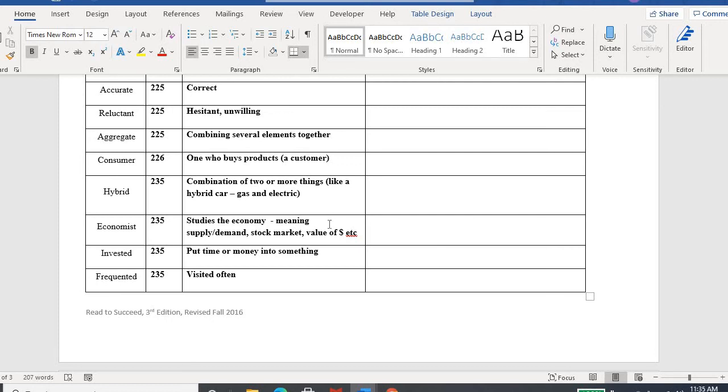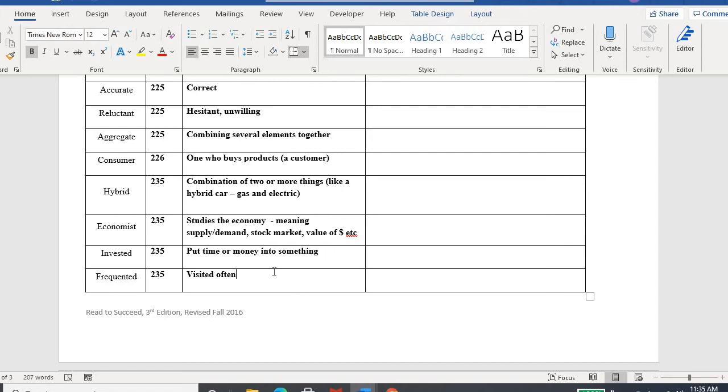An economist is someone who studies the economy. They're looking at the stock market, the supply and demand, the value of money, and those kinds of things. That's their job. They are studying the economy. Invested: we usually think of someone who puts money into something, but if you invest, you might be putting your time into something, your effort, your energy, as well as possibly your money.